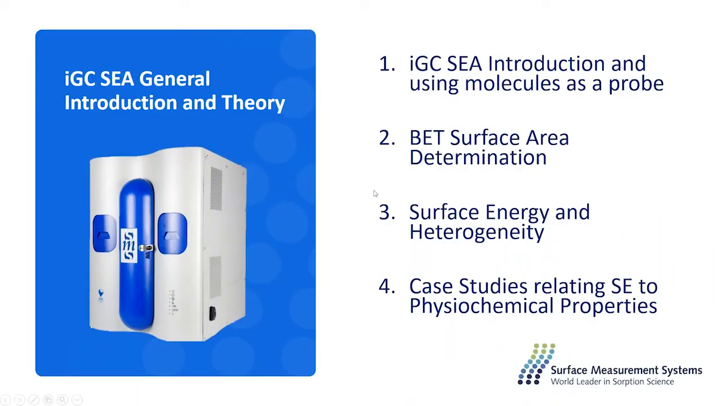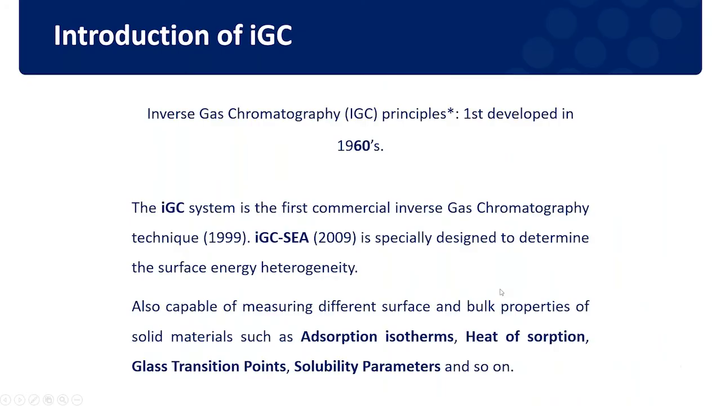I'm going to give an introduction to inverse gas chromatography as a method and how we can use molecules as probes, and talk in detail about how we can use this to determine the BET surface area of our samples. Once we have the BET surface area, we can go on to find its surface energy, map its surface energy, and then I'm going to talk about some case studies of how we can relate some of these surface properties to physicochemical properties.